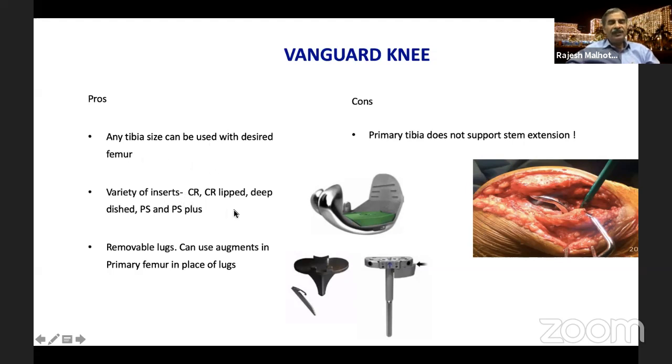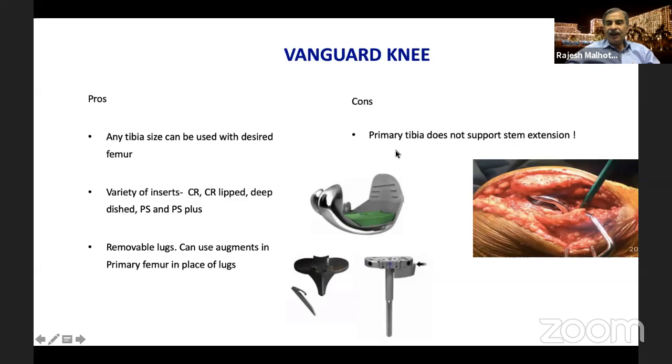And the whole lot of inserts possibly gives you the widest range of inserts: the CR lip, deep dish, PS plus, and it has got removable lugs. So if you need, you can put lugs, otherwise you can take them off, and this is the only design which can take augments in the primary femur. So instead of lugs, you can put augments.